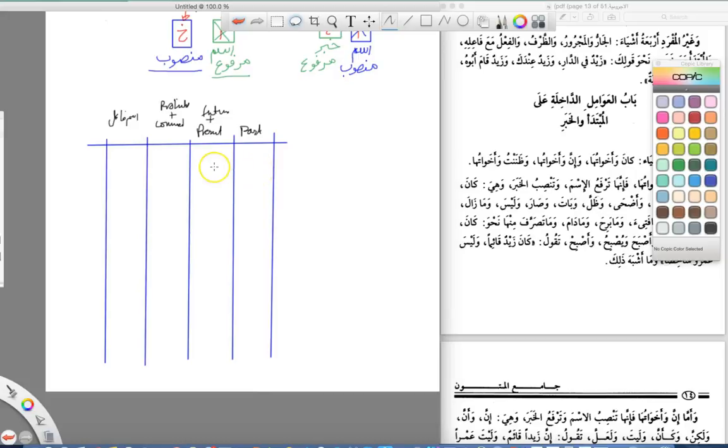These 13 that I've told you about, the family of kana, can be divided into 3 categories. The first category is a fi'l which can be found or made in the past tense, present, future, command, prohibition, and ism fa'il. For example, let's start with kana. This word kana is past, means was. For present and future, you say yakunu. For command, you say kun, like kun fayakun. And ism fa'il, you say ka'in. So in other words, kana can take all 4 forms.